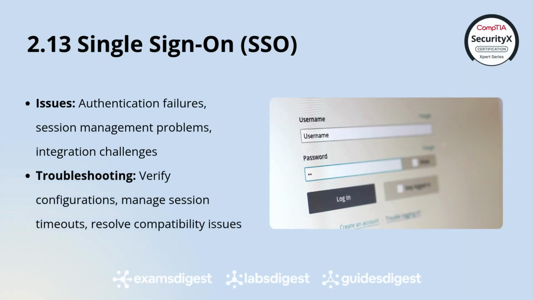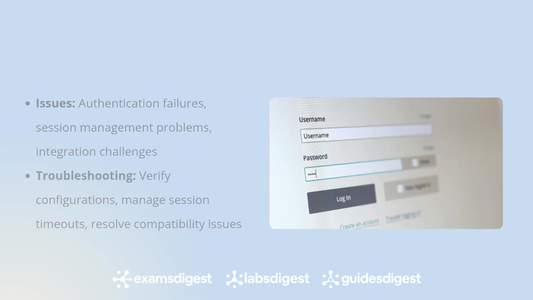Single sign-on. Single sign-on allows users to authenticate once and gain access to multiple systems without re-entering credentials. Issues with SSO include authentication failures, session management problems, and integration challenges with third-party applications. Troubleshooting SSO involves verifying SSO configurations, ensuring proper session timeout settings, and addressing any compatibility issues with integrated applications.